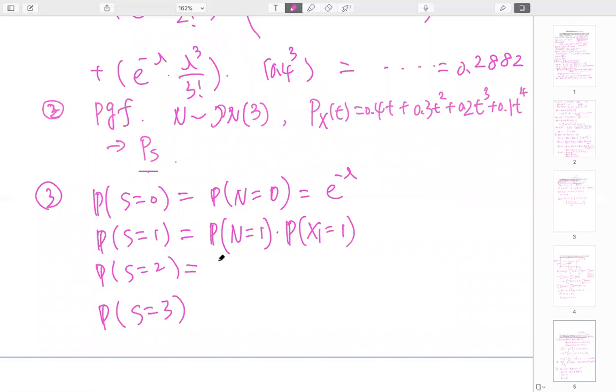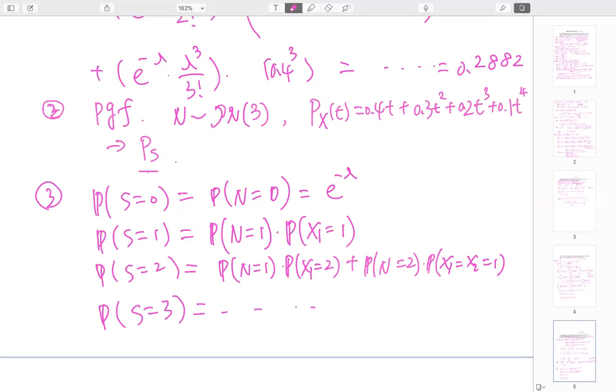And similarly, if you want 2, you can have one claim, and the claim is size 2, or you can have 2 claims, and each one has size 1, right? So similarly for this as well, right? If you have one claim, it must be 3. If you have 2 claims, one of them is 1, the other one is 2. If you have 3 claims, all of them must be 1, right?